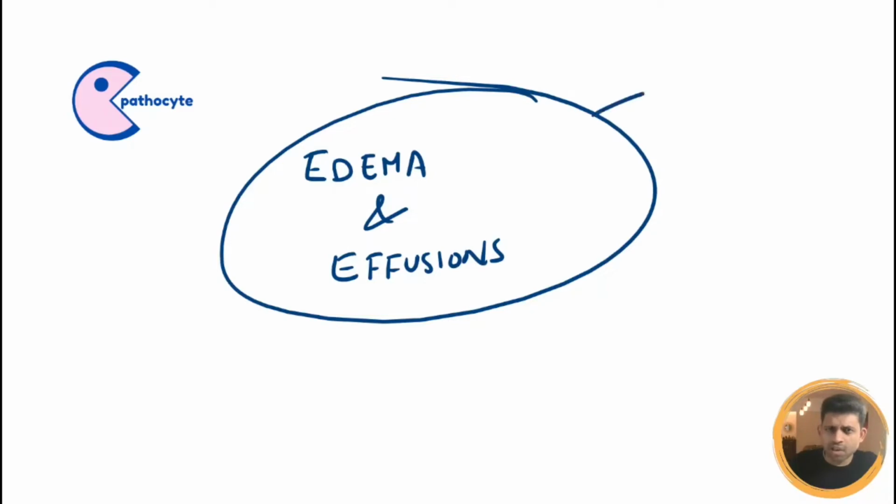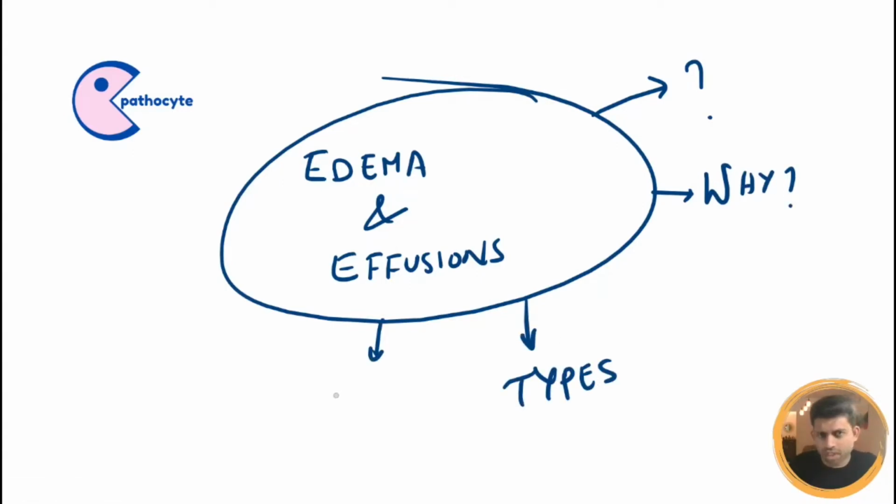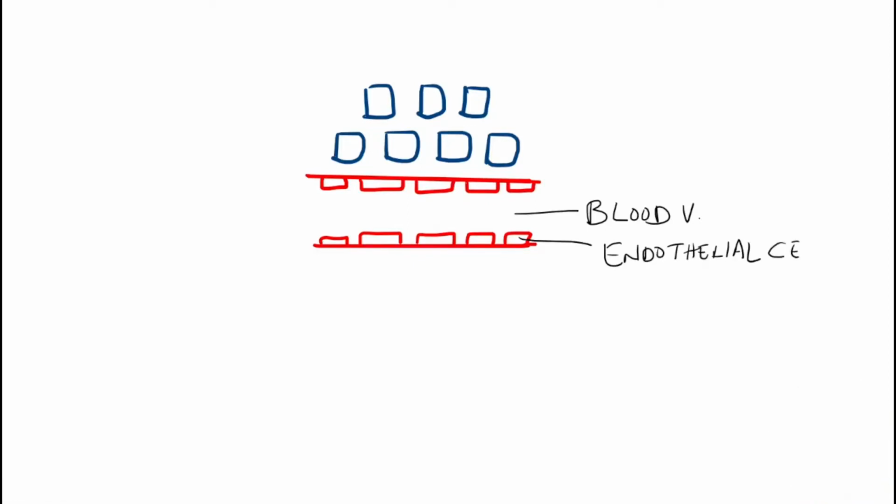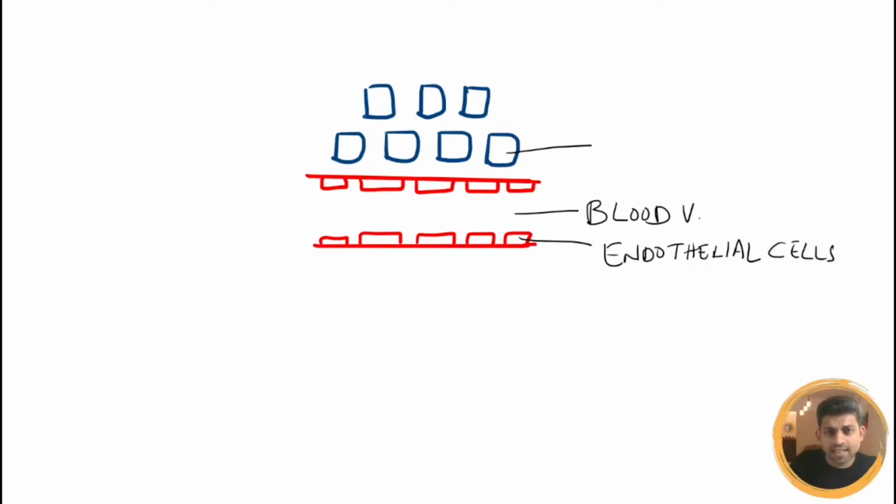We'll understand what edema and effusions are, why they occur, what the types are, and some examples for each type. Imagine that this is a blood vessel. These are the endothelial cells. These are the cells in the tissue. And this is the interstitial space.